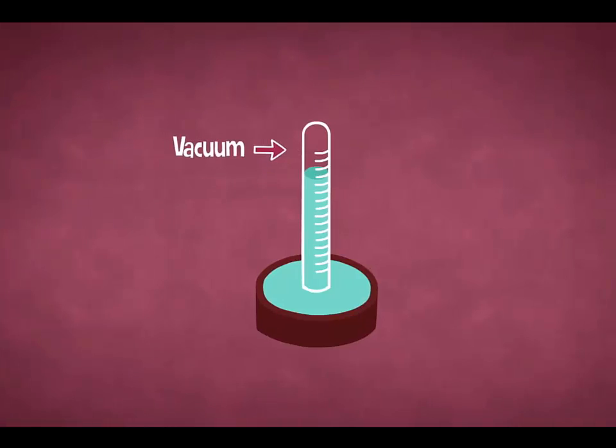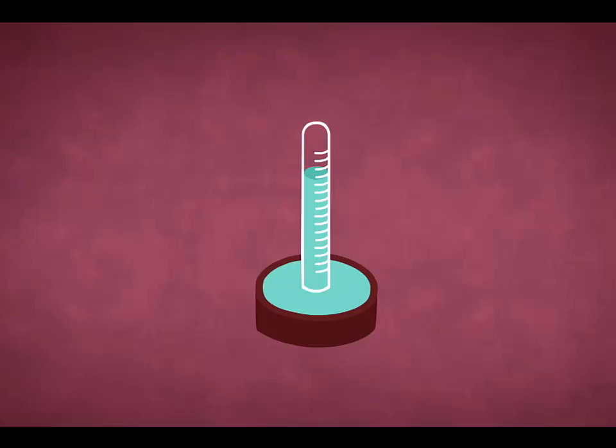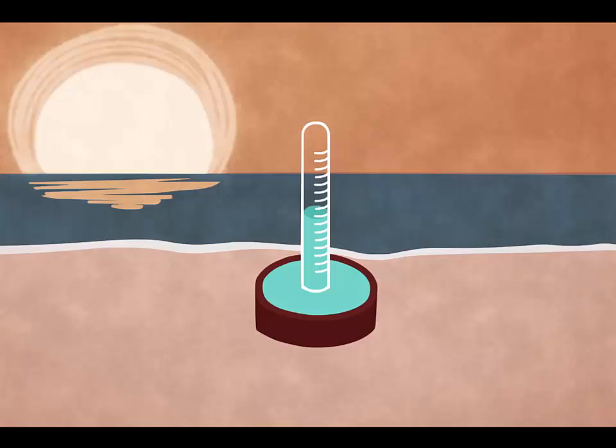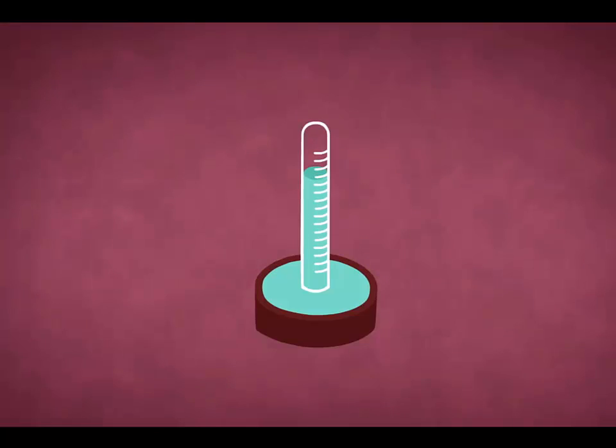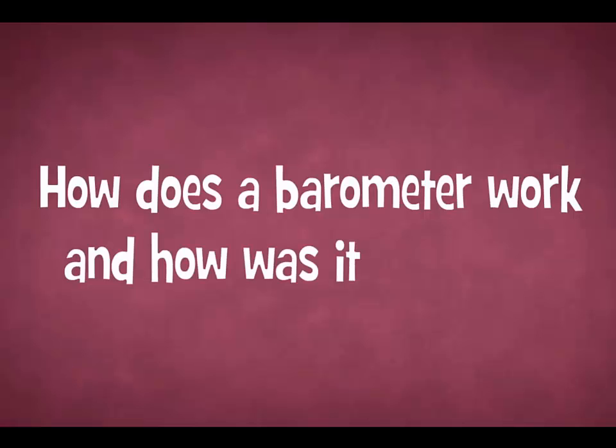A vacuum is a key component of the barometer, an instrument for measuring air pressure. And because air pressure correlates to temperature, and rapid shifts in it can contribute to hurricanes, tornadoes, and other extreme weather events, a barometer is one of the most essential tools for weather forecasters and scientists alike. How does a barometer work, and how was it invented? Well, it took a while.